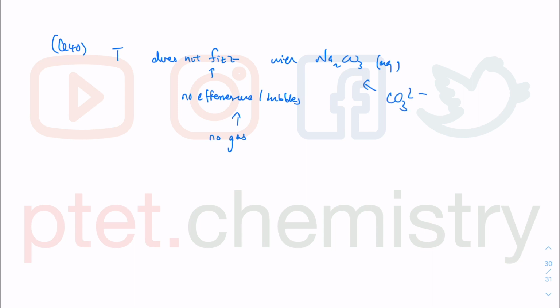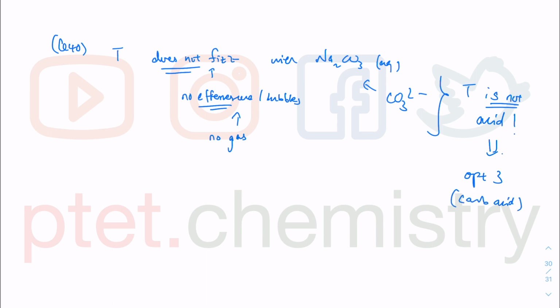The test for carbonate is adding acid, and then you will get effervescence of CO2 that will turn lime water milky. So the fact that it does not fizz, no effervescence with carbonate, means T is not an acid. And having said that, you can see option 3 is a carboxylic acid. Just from the name itself it is a carboxylic acid, and therefore I can cross out option 3.